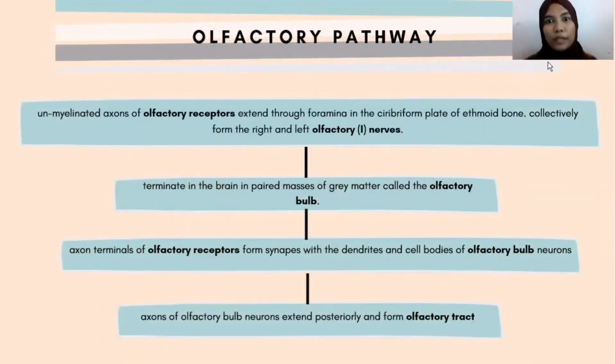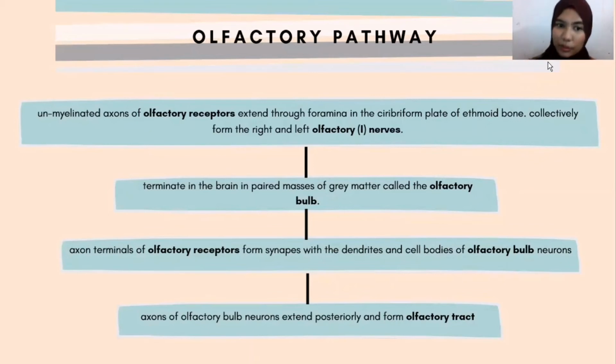The olfactory pathway explains the pathway from the olfactory receptor to the nerve and to the brain, and how the nerve will supply along the pathway and finally be received by the brain as information. Okay, first, unmyelinated axons of olfactory receptors extend to foramina in the cribriform plate of the ethmoid bone, which is under our nose here. Collectively they form the right and left olfactory nerve. When they bind together, they form an olfactory nerve that goes through the cribriform plate.